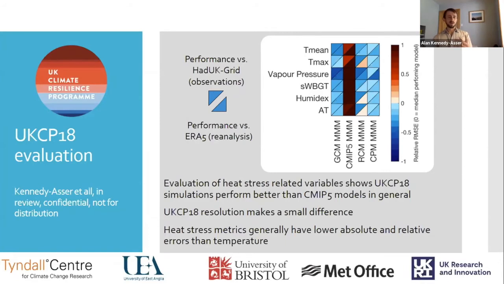And a final thing which we learned from our evaluation, you can't actually see it from this figure, but we got it from other bits of analysis, is that the heat stress metrics generally have lower errors than temperature variables alone. So when you combine vapor pressure into your heat stress equations, it means the UKCP team does a better job of recreating observations than just looking at temperature alone.